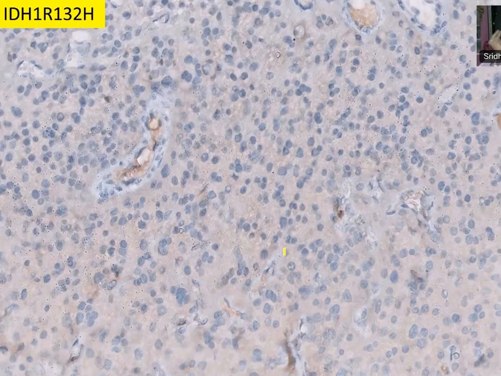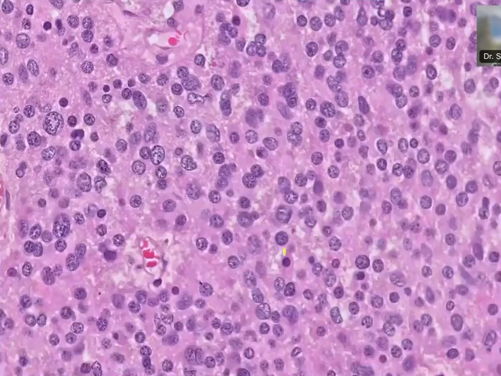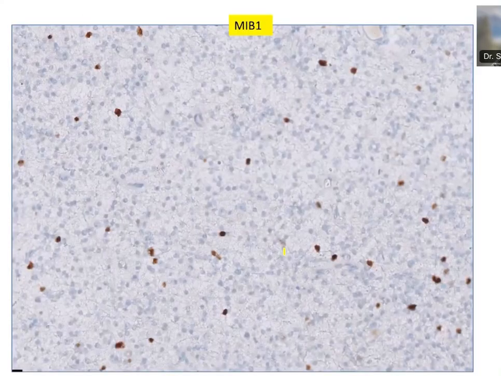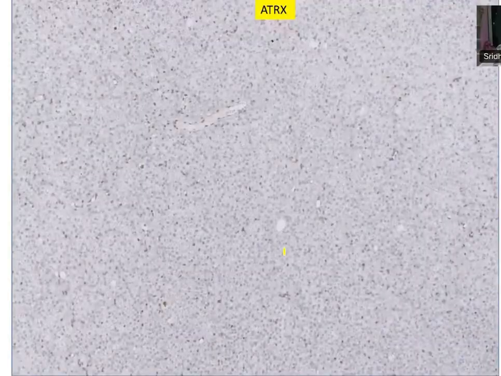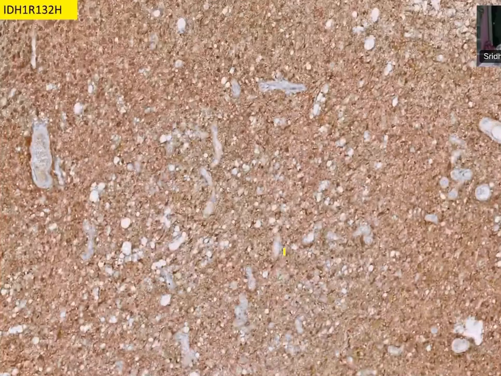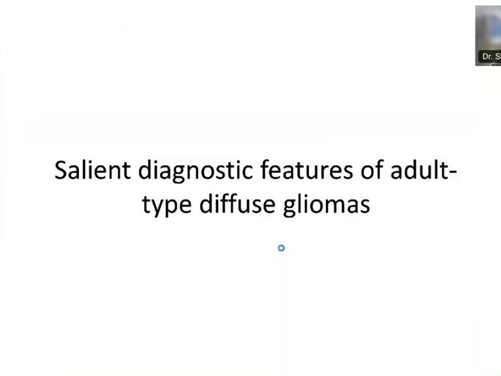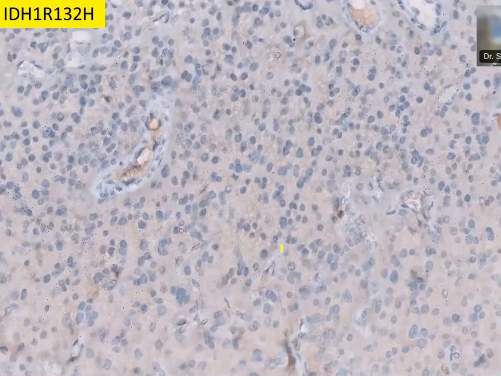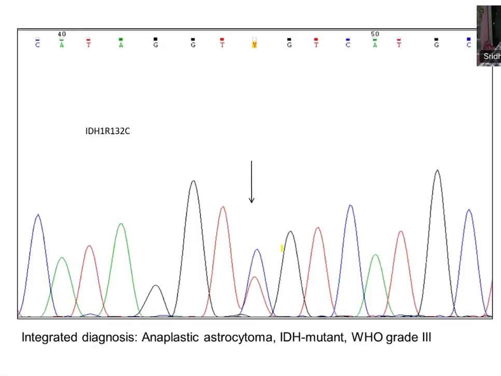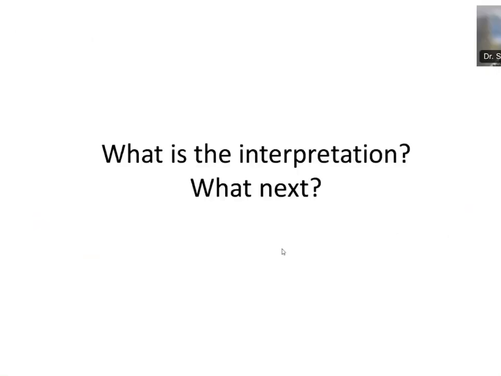When you see this picture, what is this? This is the first case. Yes, sir, this is positive. And the current case, how is it looking? It is not showing the staining. It is negative, sir. Very good. So what next then?